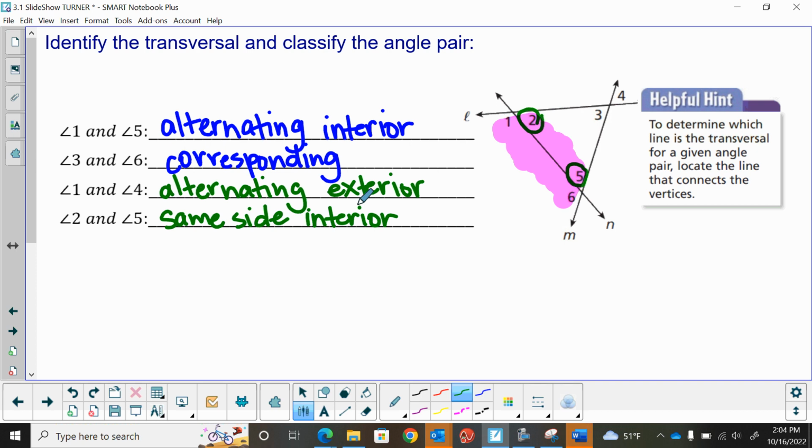So again, I know this is a lot of information, but just go back and really review, and it's just a matter of studying these terms, because like I said, we're really going to be working a lot with these different types of angles throughout the chapter.